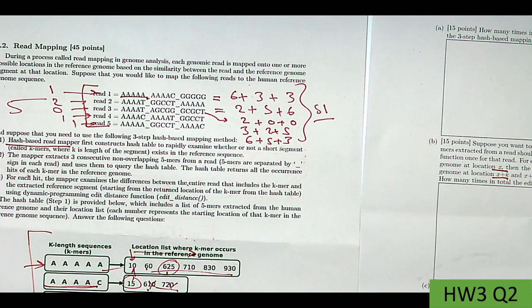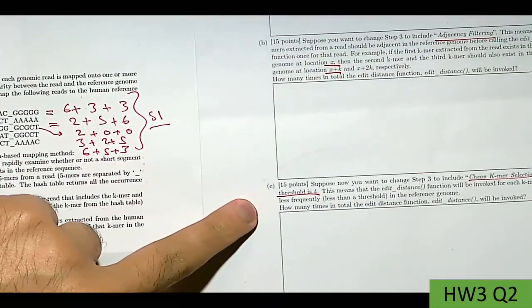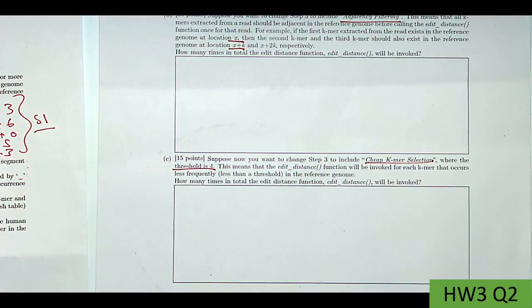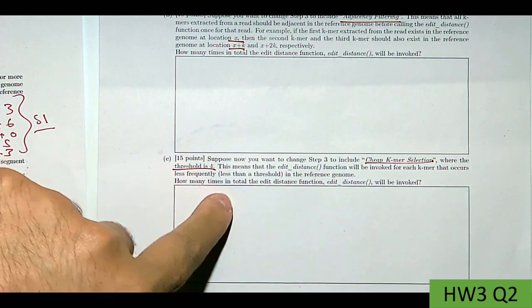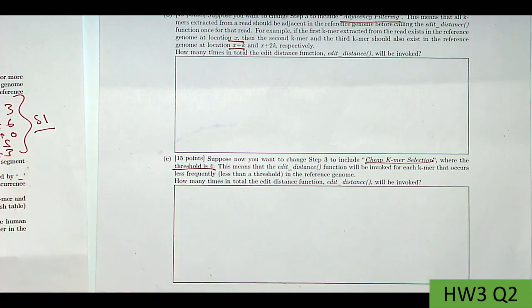So we already defined this method, and whatever new algorithm we propose in the exam will be defined. You just need to follow the definition. It says you have a threshold, and whenever you have more locations than the threshold, you just ignore this k-mer, or you don't perform the edit distance. As easy as this. And what's the threshold here? The threshold is set to be 4 here.